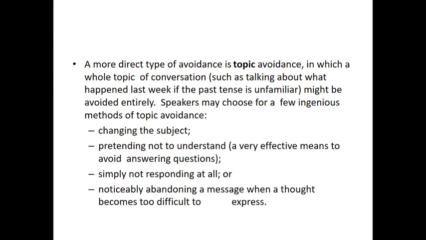A more direct type of avoidance is topic avoidance, in which a whole topic of conversation might be avoided entirely. So speakers may choose ingenious methods of topic avoidance. These are the ways: changing the subject, pretending not to understand. A very effective means to avoid answering questions is simply not responding at all, or noticeably abandoning a message when a thought becomes too difficult to express.